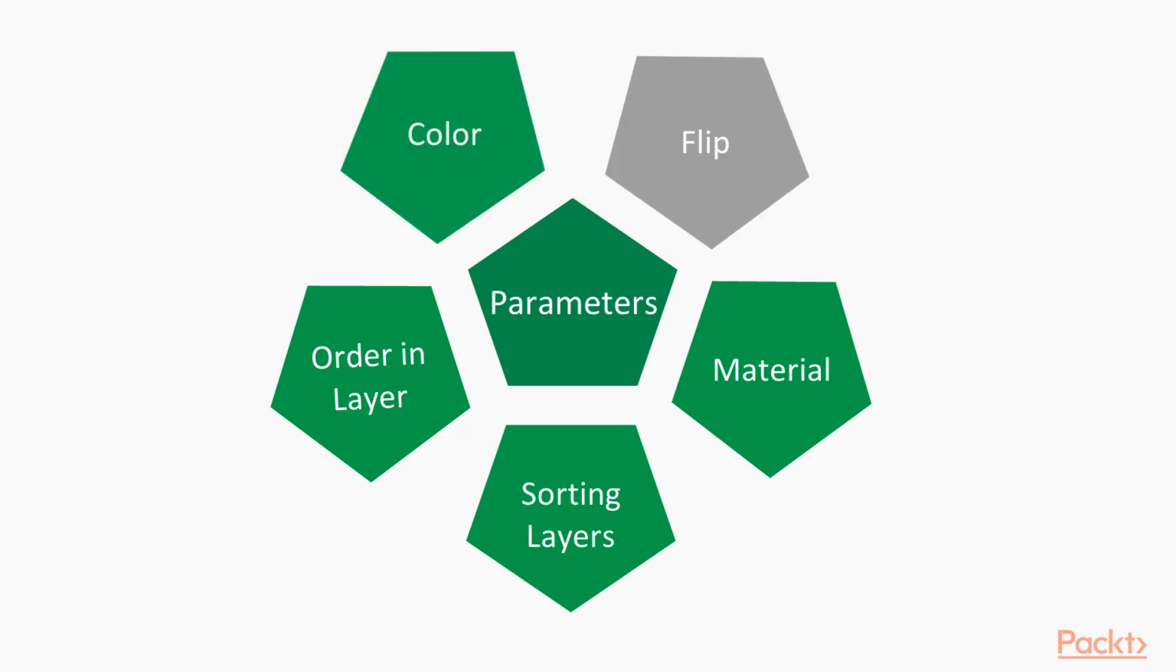Next is flip. Flip is what defines the axis that the sprite needs to be flipped on. Then comes material. Material refers to the material that Unity will use to render the sprite. Next one is sorting layer. Sorting layer defines which layer the sprite should be rendered on. Last one is order in layer. Order in layer is the order within the sorting layer.